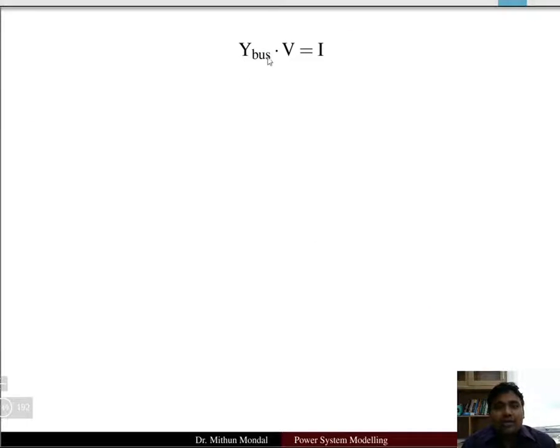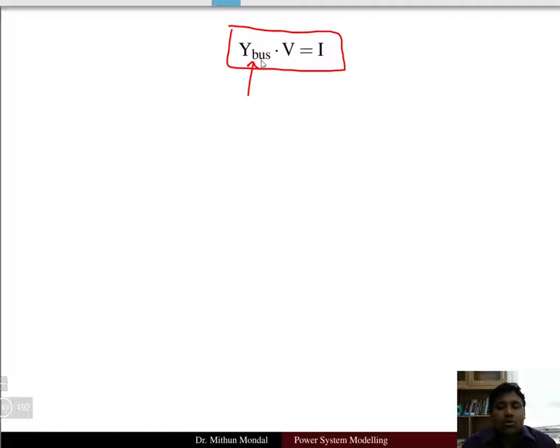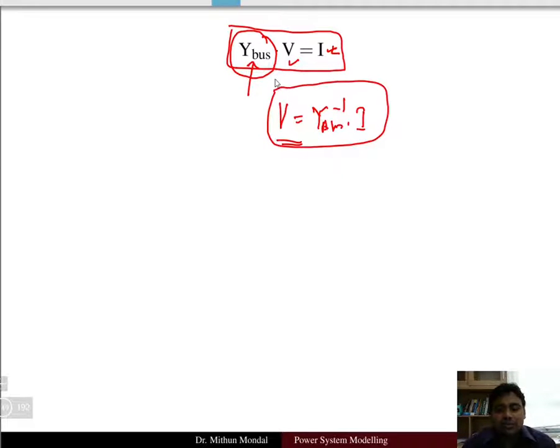Now we know that the equation relating admittance, voltage and current is Y into V equals I. So here we have Y bus, and we have to construct this Y bus to obtain the voltage of each bus. The voltage of each bus will then be Y bus inverse into current. So Y bus we can create from the reactance diagram, and then, knowing the current injection and current leaving the bus, we can obtain the voltage of each of the buses.